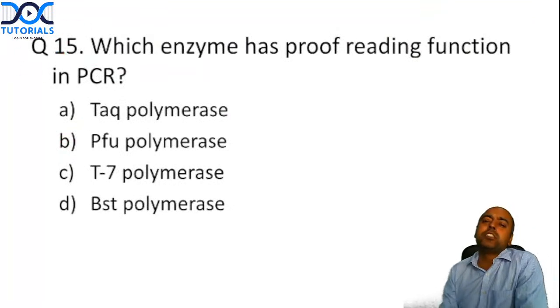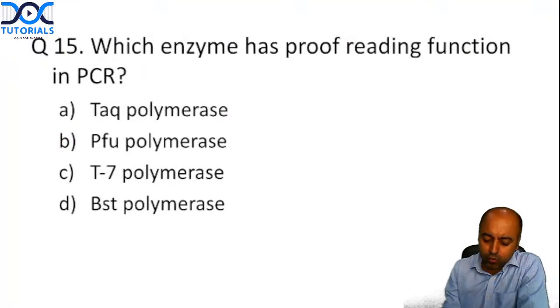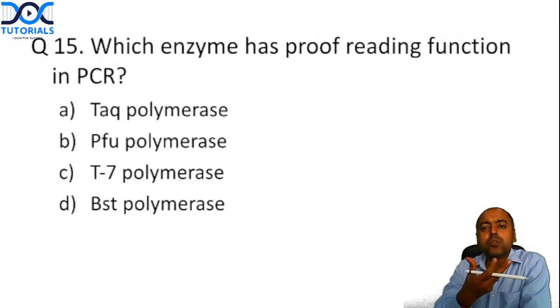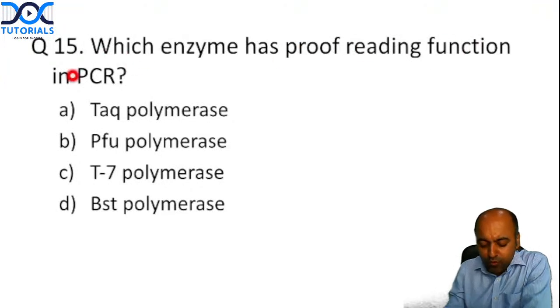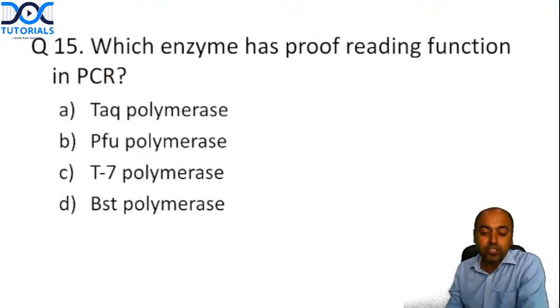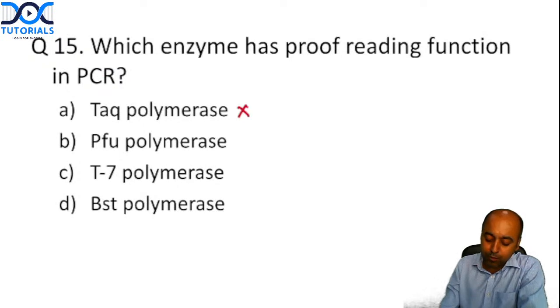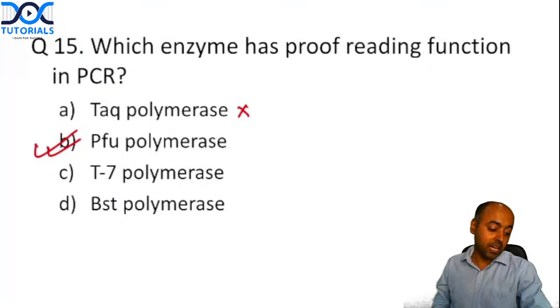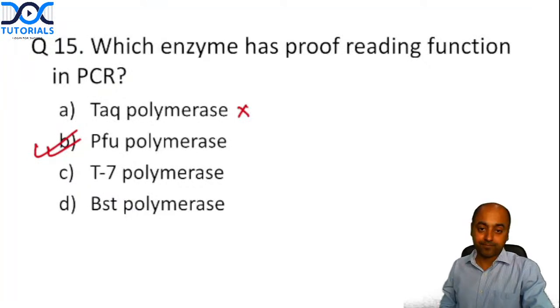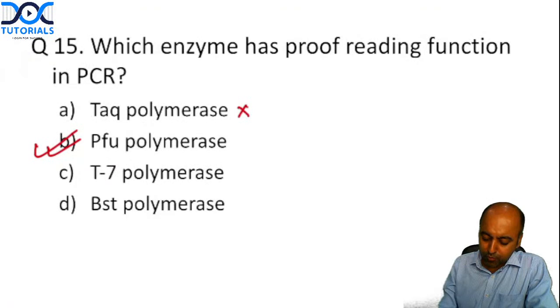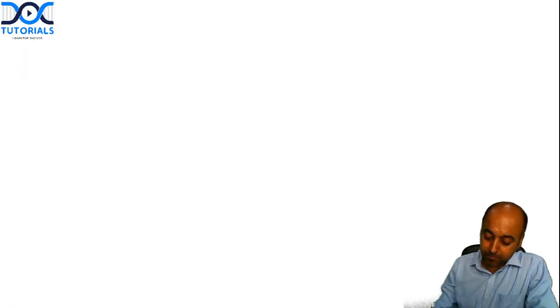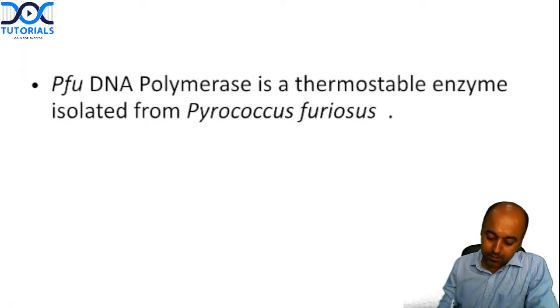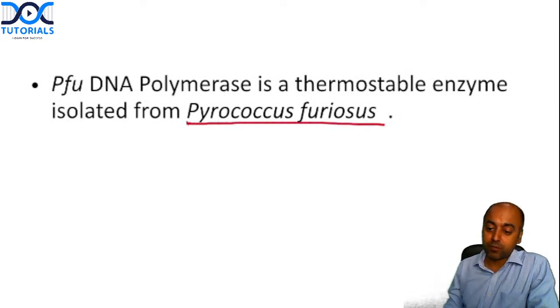Now, in the past, PCR was used only as a diagnostic tool, but nowadays we also use the product of PCR for downstream applications. In that case, we require the proofreading function in the PCR. When this question is asked, most of the students mark the Taq polymerase, but the answer is actually Pfu polymerase. Pfu polymerase is coming from Pyrococcus furiosus.